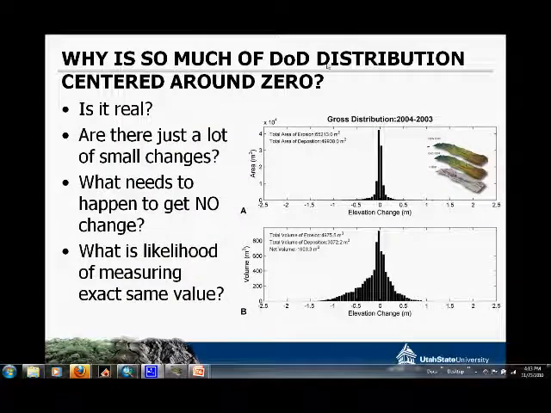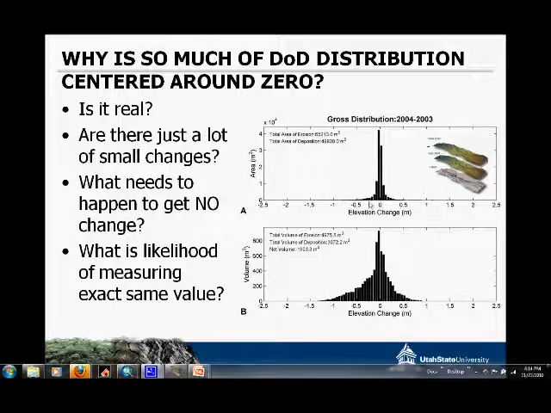One last thing that's worth considering when you're looking at these elevation change distributions, and is really our motivation for making the geomorphic change detection software, is that when you look at a lot of distributions, you'll find that there's a huge peak centered around 0. And it's fair to ask, is that real? Is there any basis for having a whole lot more small changes than you would have real changes?